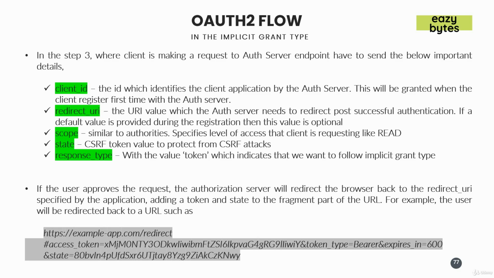So with this, I'm hoping that you understand the difference between the implicit grant type and the authorization code grant type. At the same time, I'm assuming that you are now comfortable choosing which one to use based on the scenario that you have. Let's discuss the next grant type, which is the resource owner credentials grant type, in the next video. Thank you and bye.